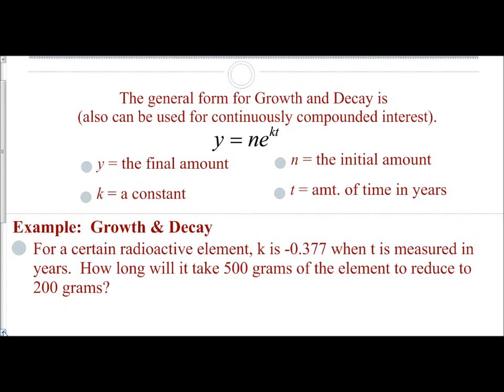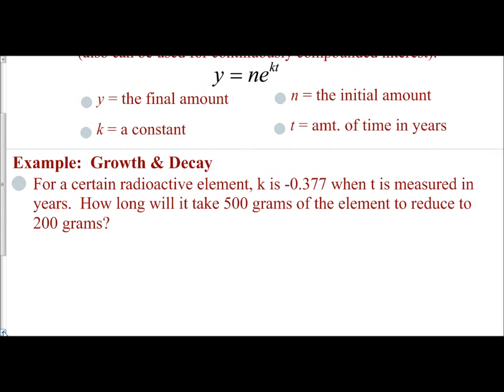For a certain radioactive element, K is negative 0.377 when T is measured in years. How long will it take 500 grams of the element to reduce to 200 grams? So right away I see the word reduce. That tells me I am looking at a decay problem.